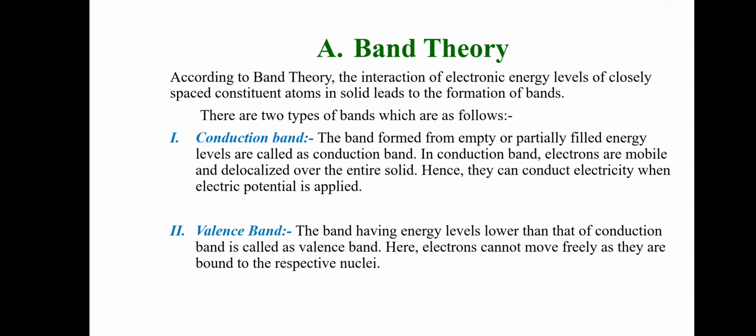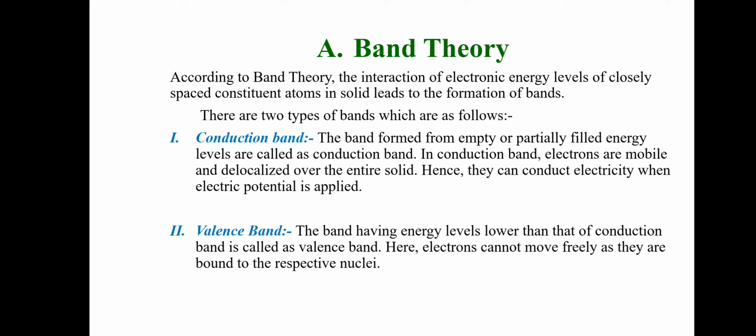According to the band theory, the interaction between the closely spaced electronic energy levels of the constituent atoms in a solid leads to the formation of a band. For example, if we take a solid and pass an external current, or apply an external circuit to it, there is a movement of electrons, and there is a formation of bands, that is a conduction band and a valence band. Now which are these two bands?